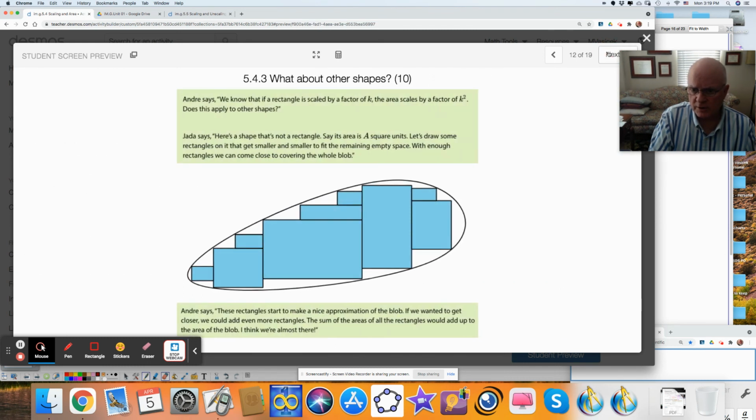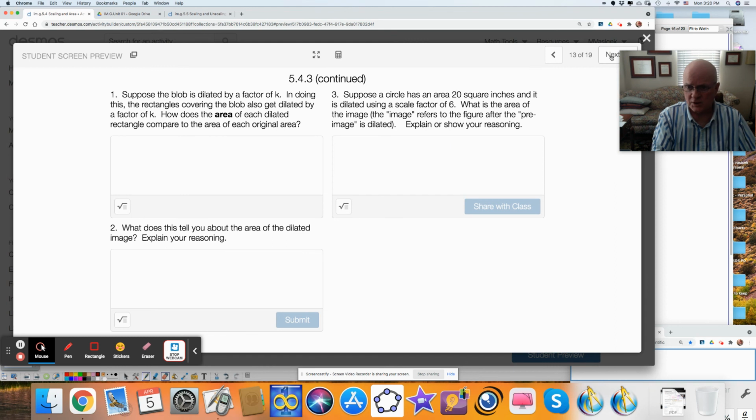This is what we just talked about. You could do this for any shape. You could divide it into rectangles. You can make smaller and smaller rectangles, and then you could dilate each of those in the length and the width by a scale factor of k, so the area scales by k squared, and it works no matter what the shape is.